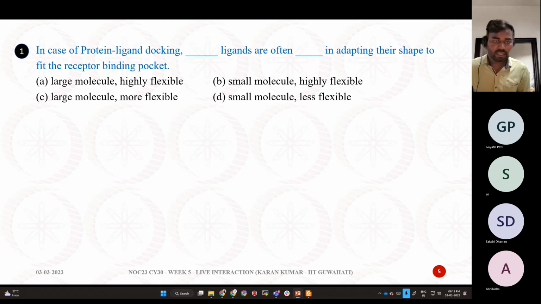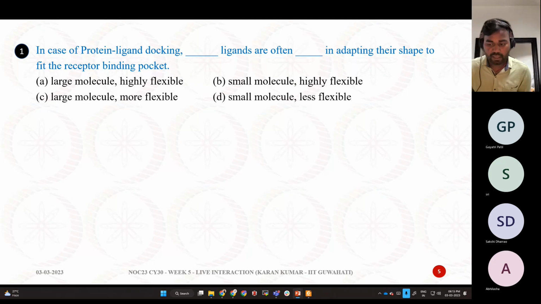Now, based on the concepts that were covered in week 5, I have designed some questions. Try to answer them. Your first question is: in case of protein ligand docking, dash ligands are often in adapting their shape to fit the receptor binding pocket. The options are: large molecule and highly flexible, small molecule or highly flexible, large molecule more flexible, and small molecule less flexible.